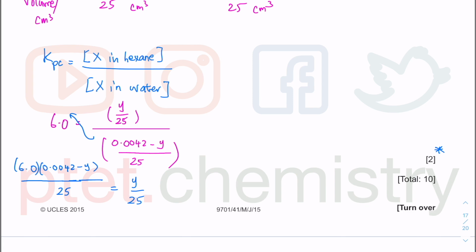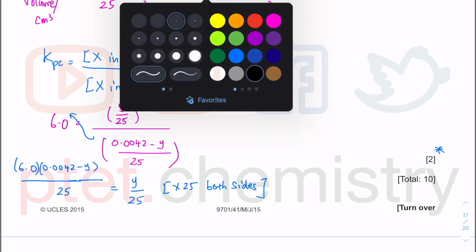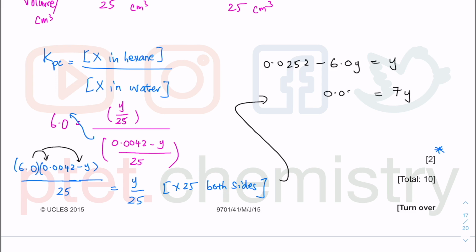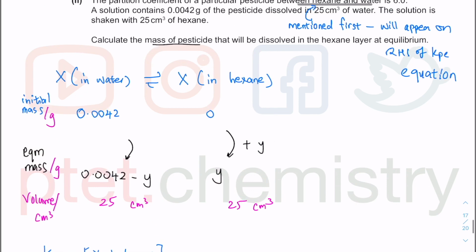Because you have 25 and 25 at the bottom, what you can do is times 25 both sides, and you will get rid of that 25. We need to expand the bracket very carefully. So 6 times the first portion and 6 times the second portion. So 6.0 times 0.0042, I get 0.0252, and then I get 6.0y is equal to y. So I get 7y equal to 0.0252 gram. Y is going to be the mass that will be extracted into the hexane.